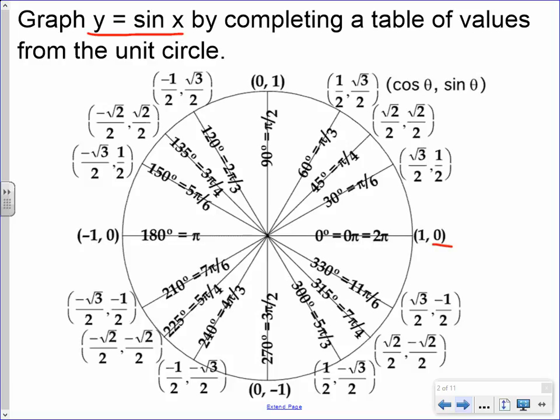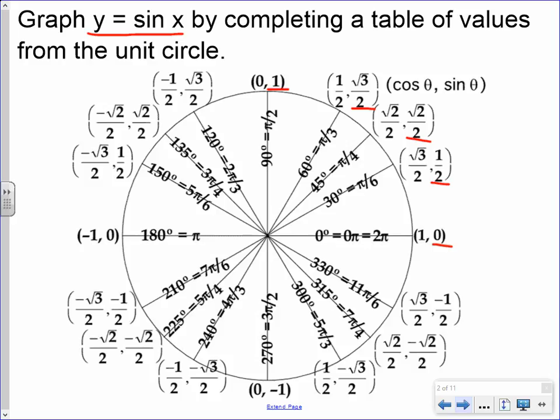And then we rotate to pi over 6, it's 1/2. Pi over 4, it's radical 2 over 2. Pi over 3, it's radical 3 over 2. And then all the way to 1. So what happens between 0 and pi over 2 is we increase until we get to 1.